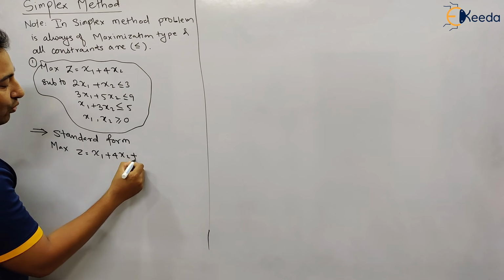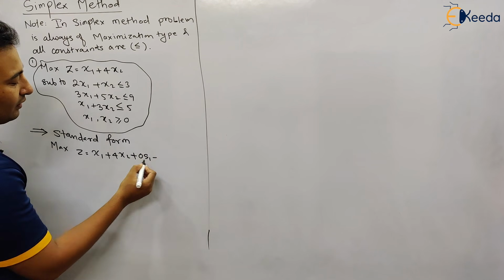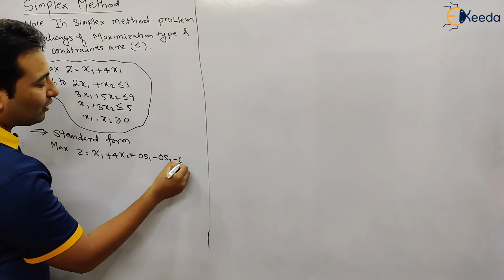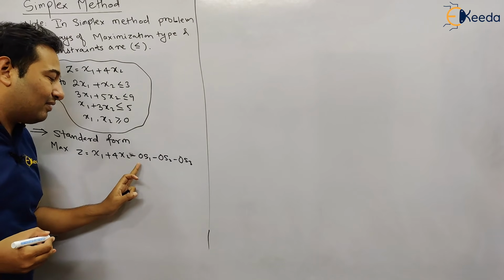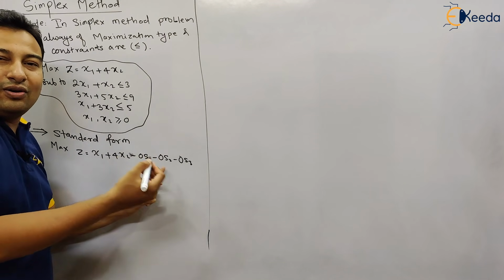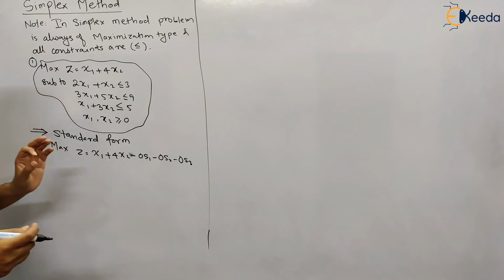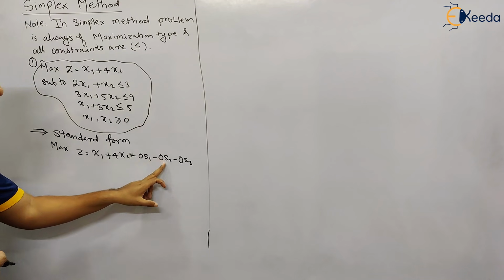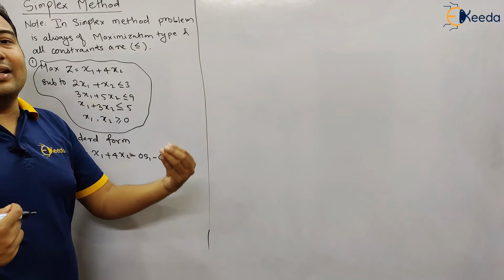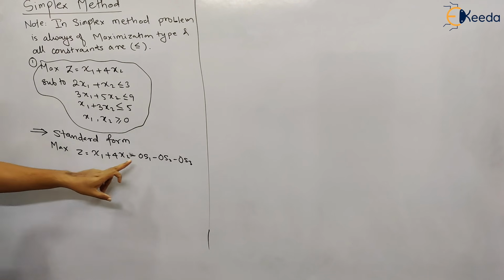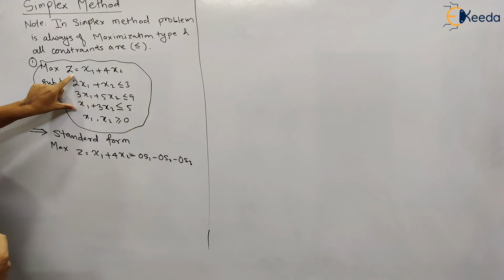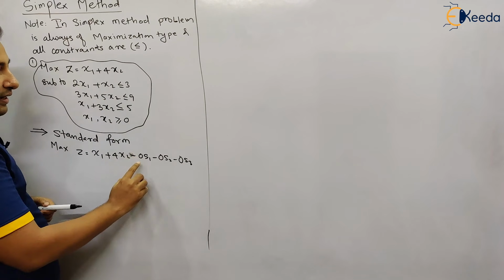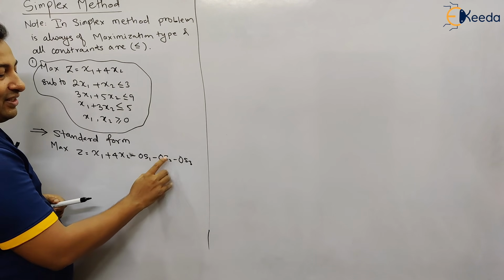Therefore, I am going to add 0s1, 0s2, and 0s3. Ultimately it's multiplied with 0, so whether you write plus 0 or minus 0 doesn't matter. What we are trying to do is convert this problem into standard form. Actually, this means nothing, but it's the syntax of standard form. And why only s1, s2, s3? Because there are three constraints. Suppose there were only two constraints, then it would be 0s1 and 0s2 only.